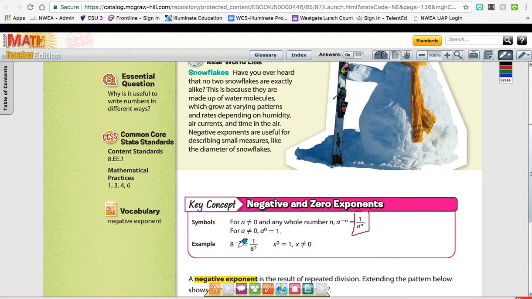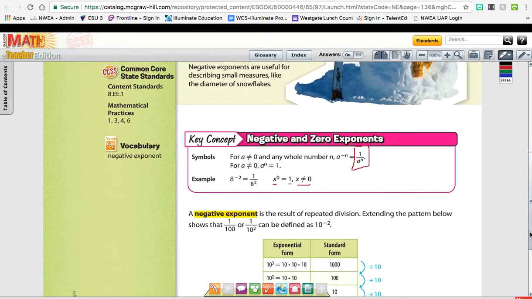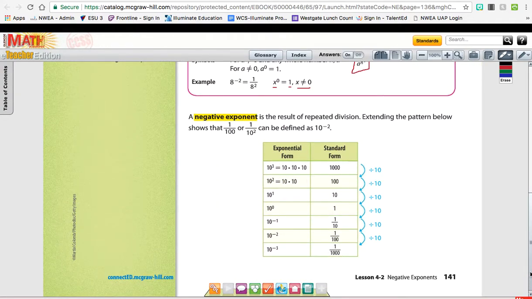An example, 8 to the negative second power is equal to 1 over 8 to the positive second power. We also see that x to the 0 power is equal to 1, where x is not equal to 0. Please fill those in on your note sheets. A negative exponent is the result of repeated division, whereas a regular exponent is repeated multiplication. This graphic is in your note sheets, and I'd like for you to fill in the numbers.